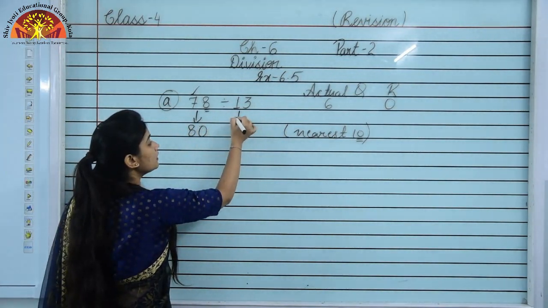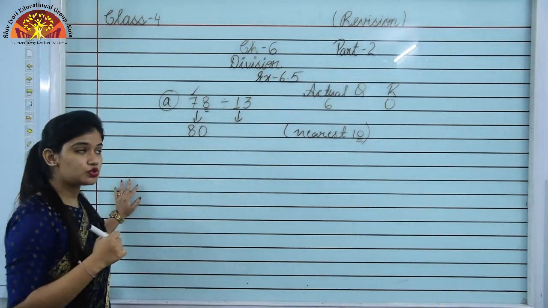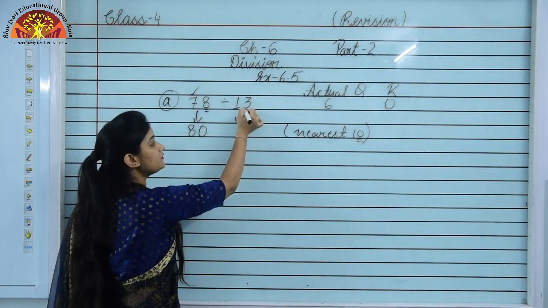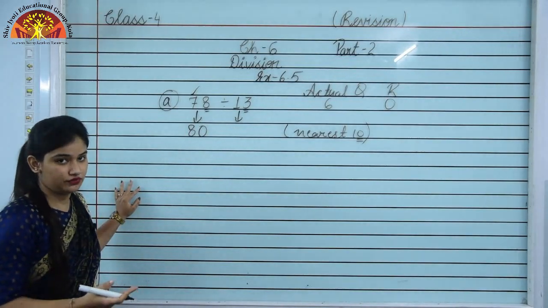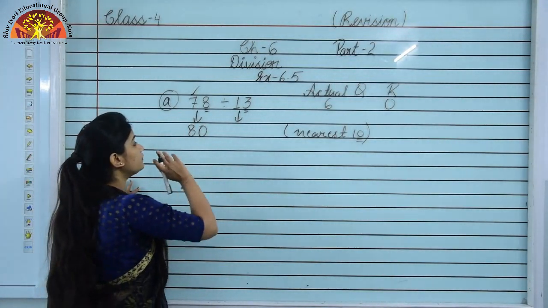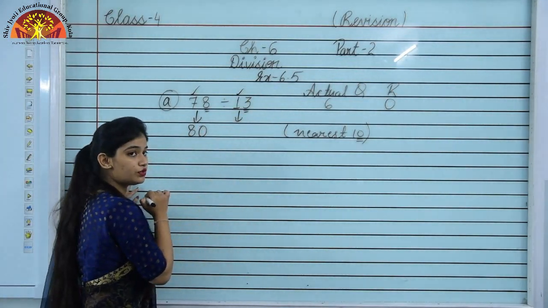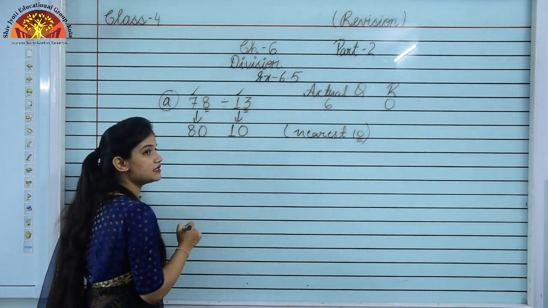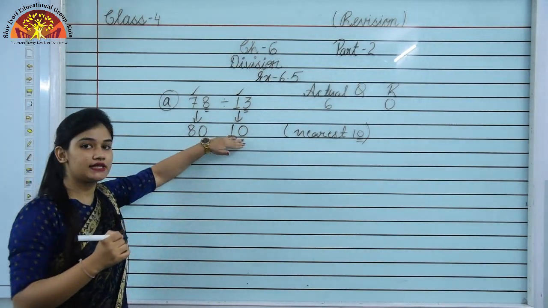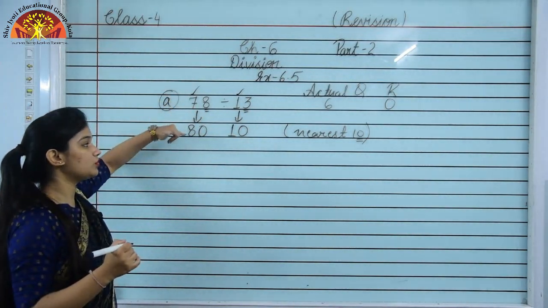Now we'll round off 13. 13 को round off करेंगे. Again we have to observe last digit, that is 3. Now 3 is less than 5. 3 जो है 5 से छोटा है. So we will not increase this number. इसको increase नहीं करेंगे. 1 will be as it is and 3 will become 0. So 13 round off होकर बन गया 10. और 78 राउंड ऑफ होकर बन गया 80.